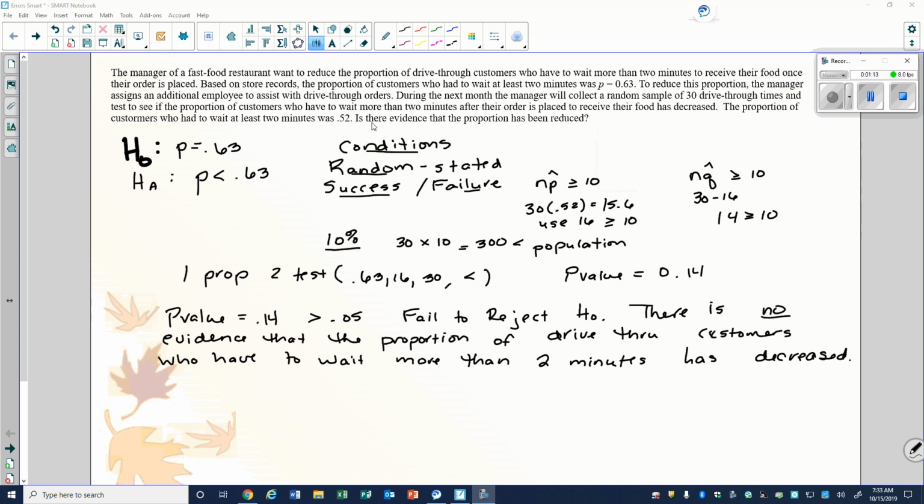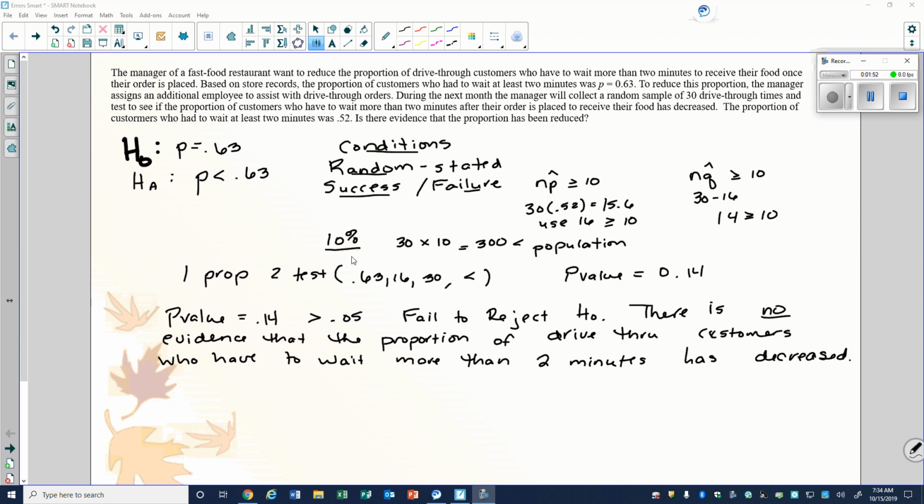So I checked my conditions. They stated in the problem that it was random. Success failure: I had a sample size of 30 multiplied by the 52% p hat that I got in my particular sample. Remember that your calculator will not use decimals for this value, so we're just going to round it up to 16 people. If I subtract that 16 from the sample size of 30, that'll give me the number of failures. The number of people that did have to wait more than 2 minutes is 14. Since both of those are greater than or equal to 10, we have met the second condition.